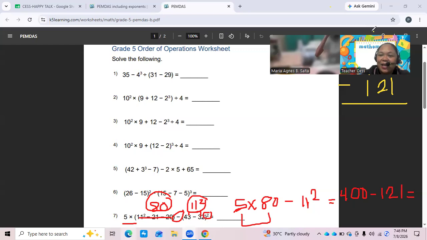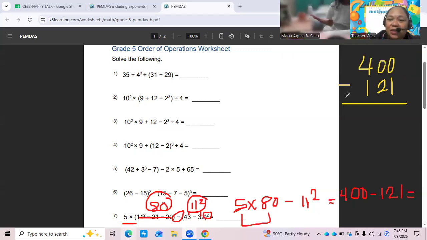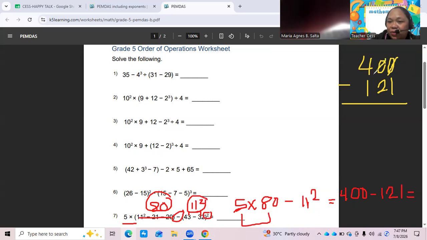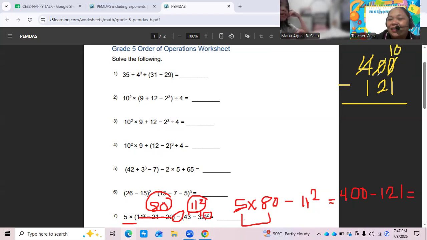All right, so let us subtract 400 minus 121. How will you subtract this one? The 0 will borrow from the next 0, then that 0 will borrow from 4. The first 0 will become 10, and the other 0 will become 9. Why? Because if we borrow from 4, it will become 10, but since we borrowed for the first 0, it is deducted by 1, so it will become 9.